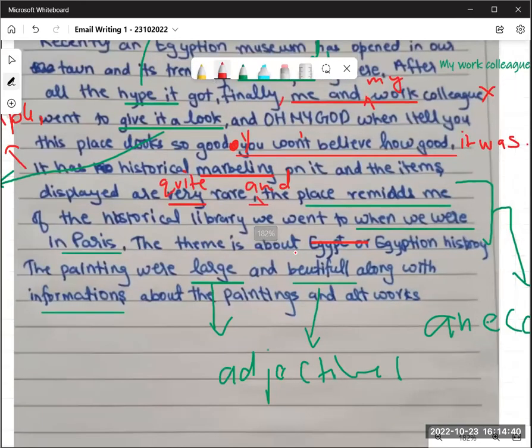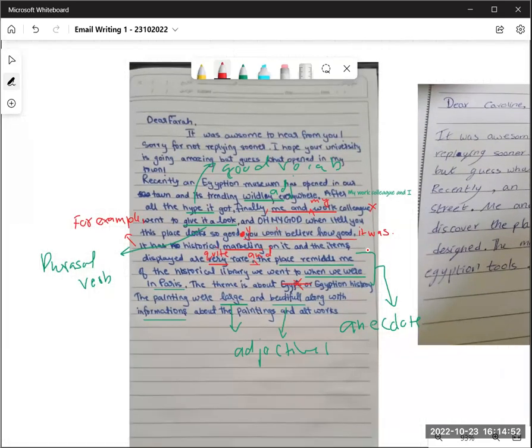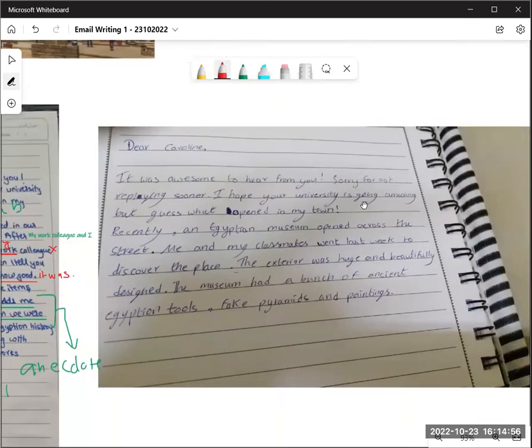Now, whenever you're saying the theme is about Egypt or Egyptian history, do not write extra words. Try to keep your sentences short. Remove anything unnecessary. So Egypt is unnecessary. Any questions, Luna? No, sir. We'll look at anecdote and phrasal verbs in a second.